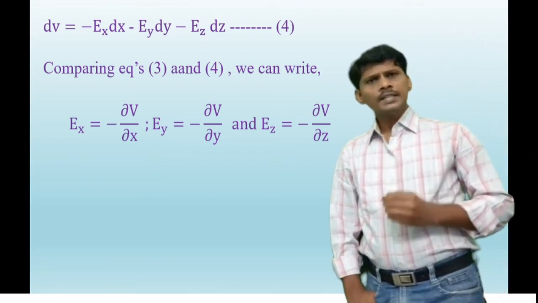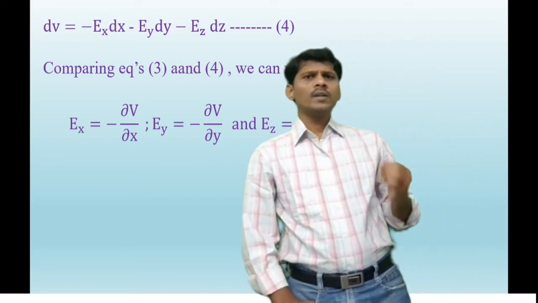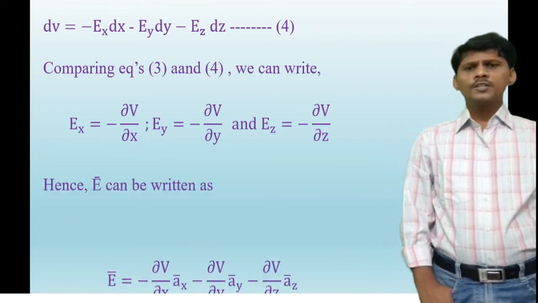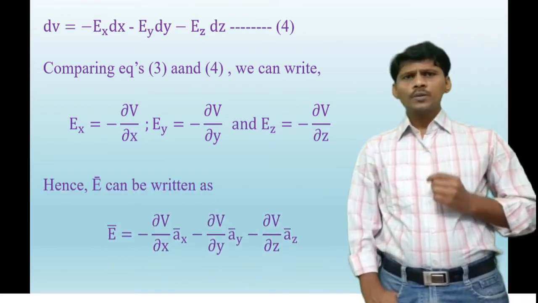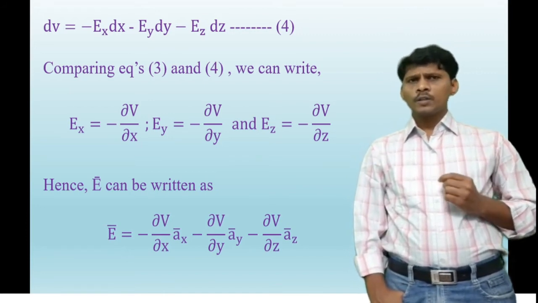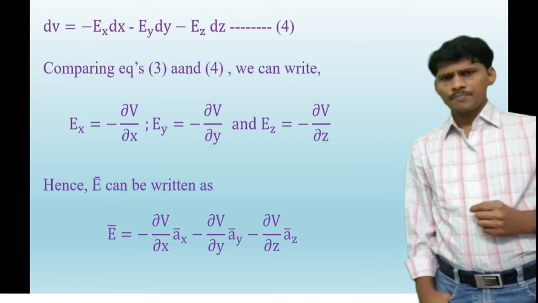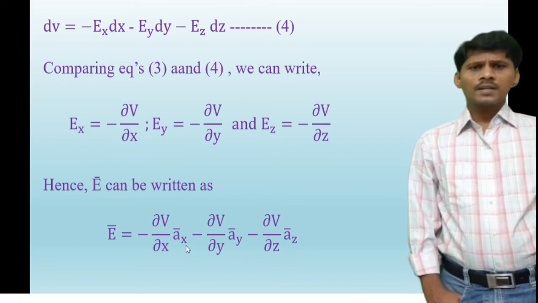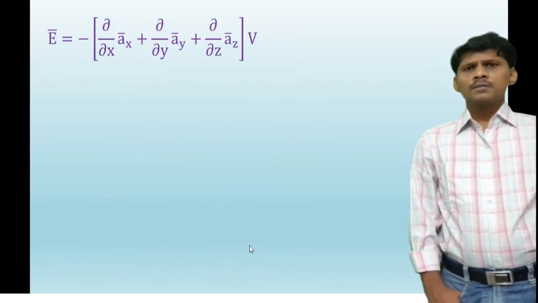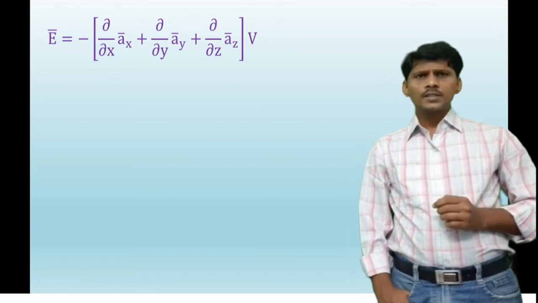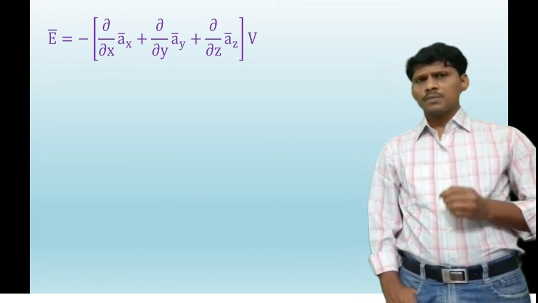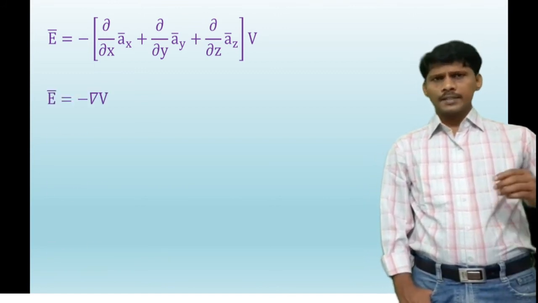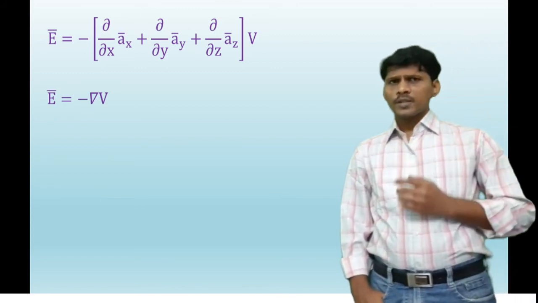Substitute Ex, Ey and Ez components in the vector form of the electric field intensity expression. We get the electric field intensity E bar is equal to minus dou V by dou x Ax bar minus dou V by dou y Ay bar minus dou V by dou z Az bar. That equation may also be written, taking minus as common, as E bar is equal to minus of dou by dou x Ax bar plus dou by dou y Ay bar plus dou by dou z Az bar into V. So E bar is equal to minus del V, where del is the vector differential operator.